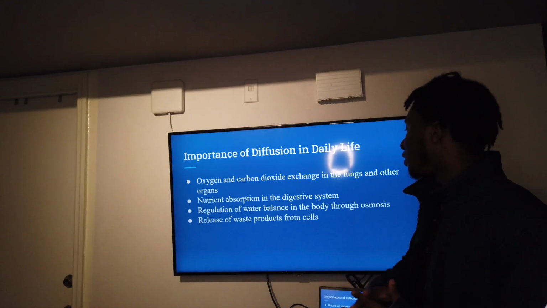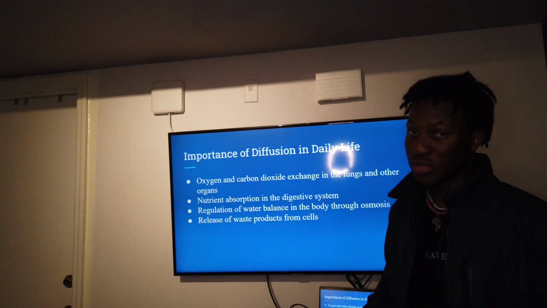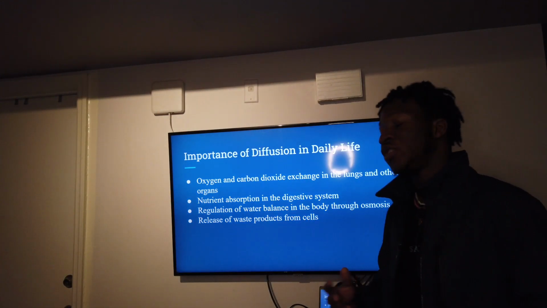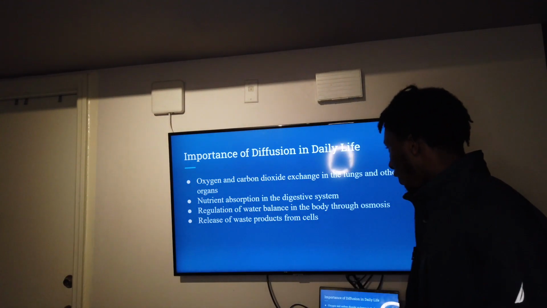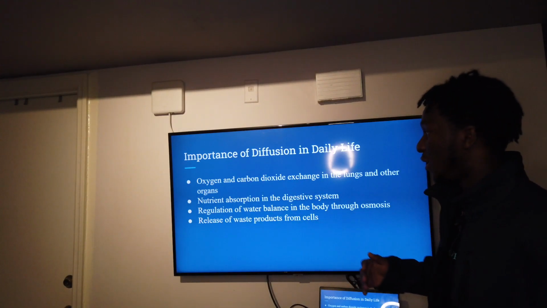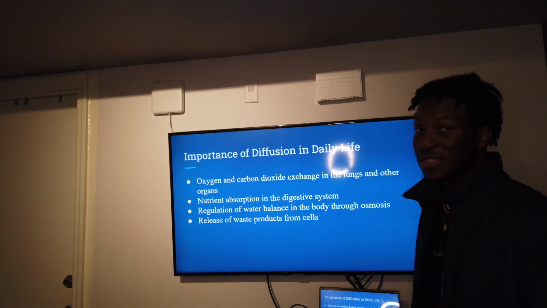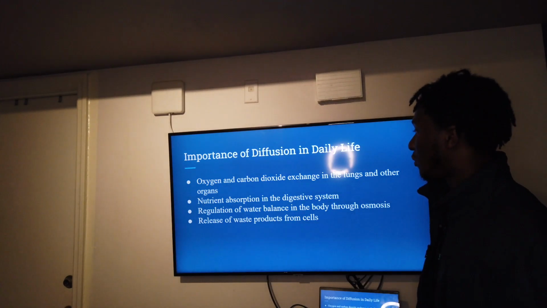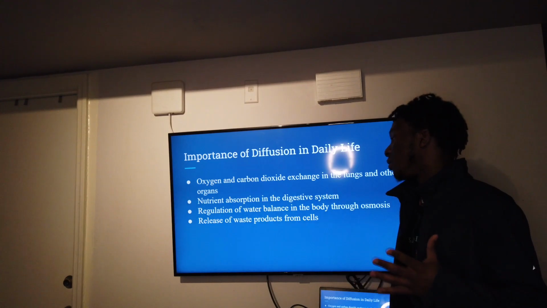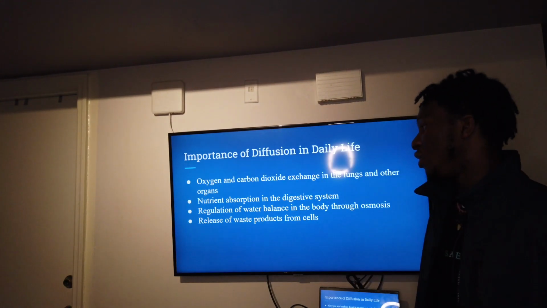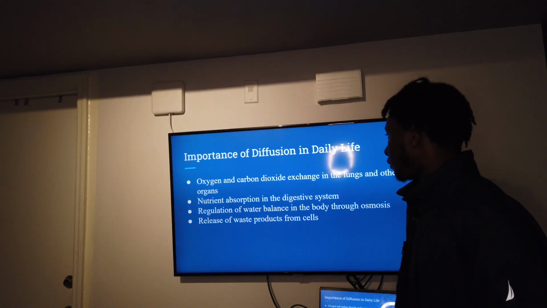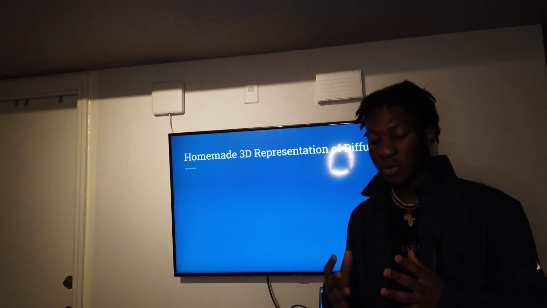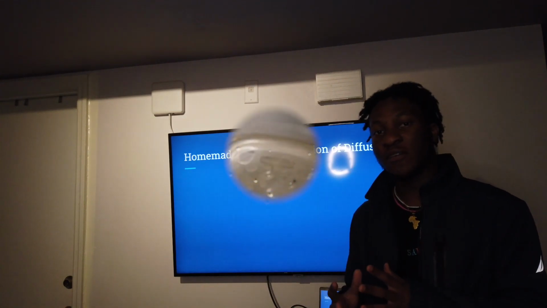Regulation of water balance in the body through osmosis, like we defined osmosis in the previous slide, and the release of waste products from the cells. So these are the importance of diffusion in our daily life: oxygen and carbon dioxide exchange in the lungs when breathing, nutrient absorption in our digestive system, regulation of water balance in the body through osmosis, and release of waste products from the cells. So now I'm going to show you my own 3D homemade representation of diffusion.